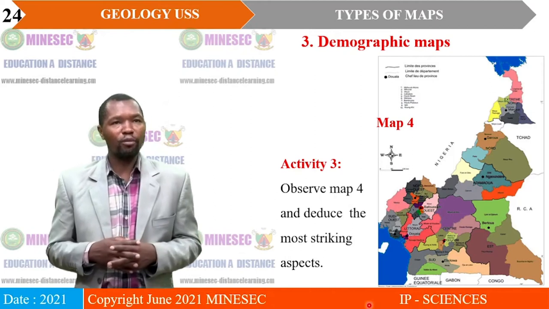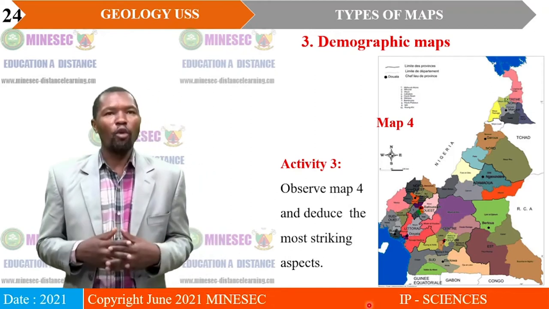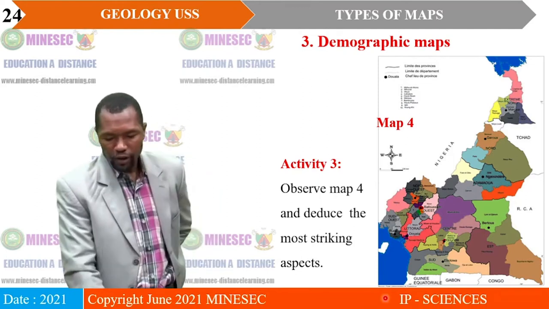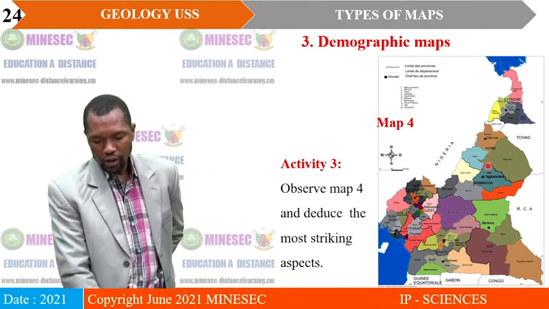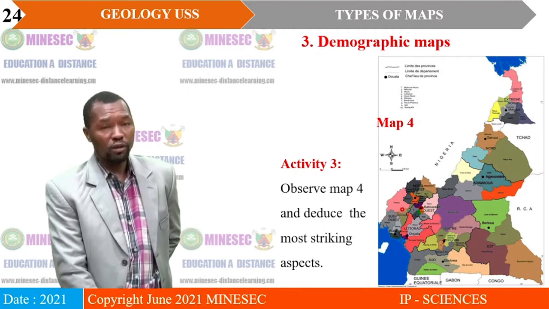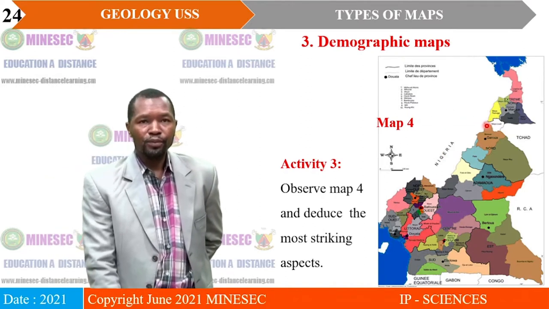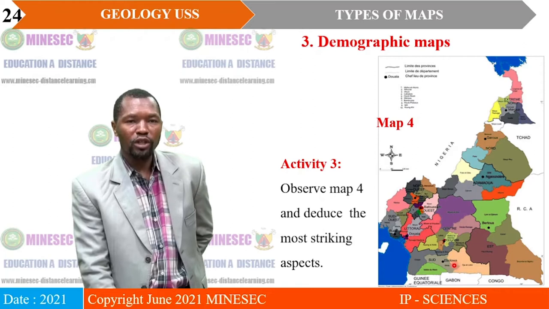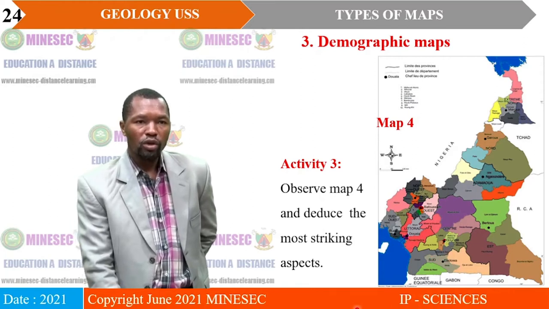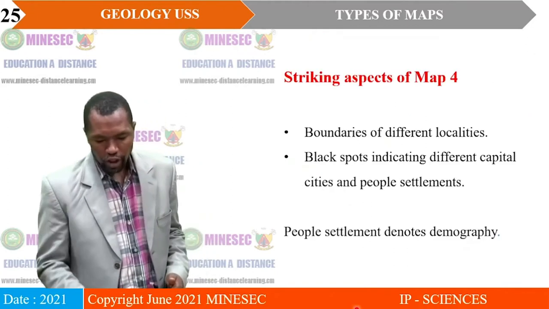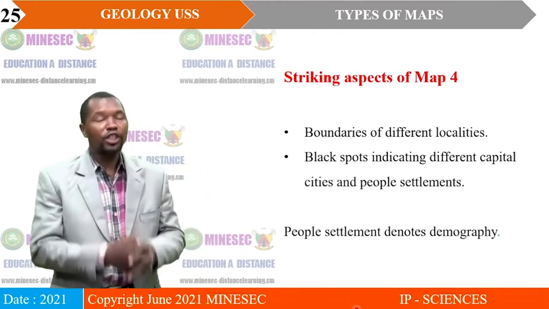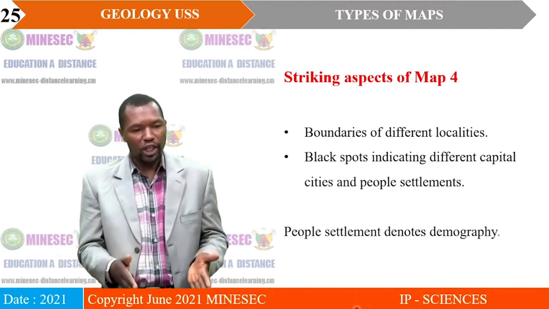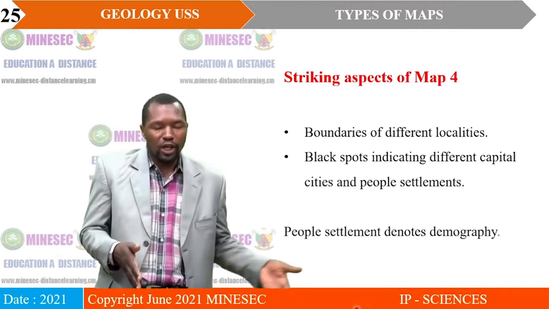Move to the third type of map. We have demographic maps. Now you observe this map of Cameroon, and you deduce the striking aspects, so elements. Look at this map, you will realize that it is partitioned into different regions, as well as different subdivisions and divisions. So, the most striking features here are boundaries of different localities. Each locality has a boundary that separates it from the next.